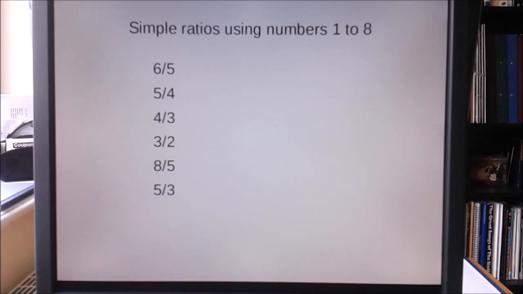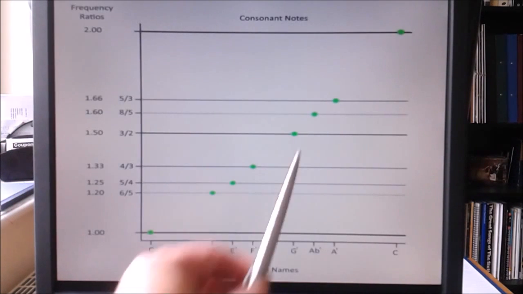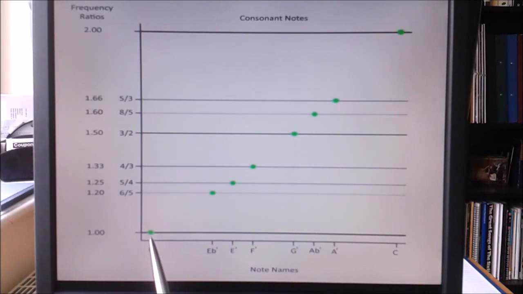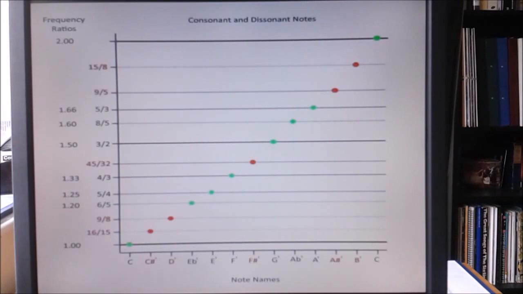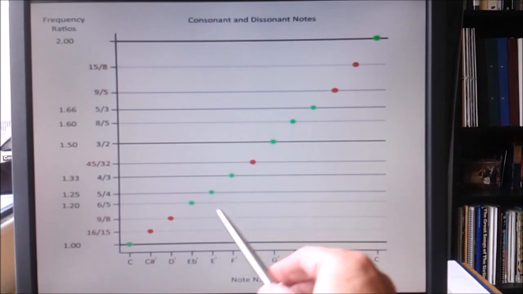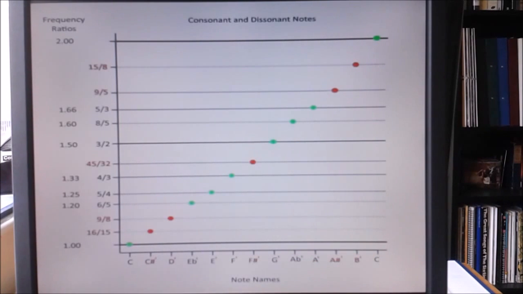So we saw from the previous video that 6 low-numbered fractions produced or generated 6 consonant notes from the bottom note C, and then we added in 5 dissonant notes to form a scale of 12 notes plus the C at the top. What we really want is to be able to have these notes evenly spaced, and the reason for that is so that when we change the key of a song it doesn't sound out of tune. This is the idea of equal temperament and is what most keyboards and other musical instruments are tuned to today.